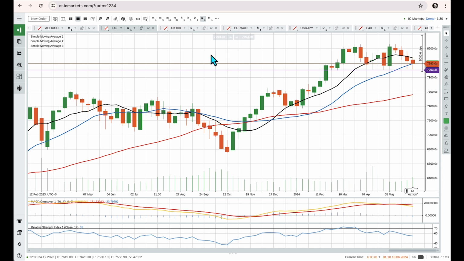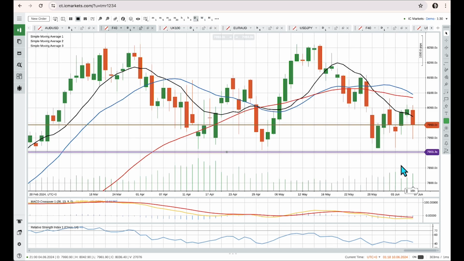the weekly chart. Now taking a look here on the daily, we can see that we're still pushing against this level with quite big candles, so I want to see that compression of price before a potential break.